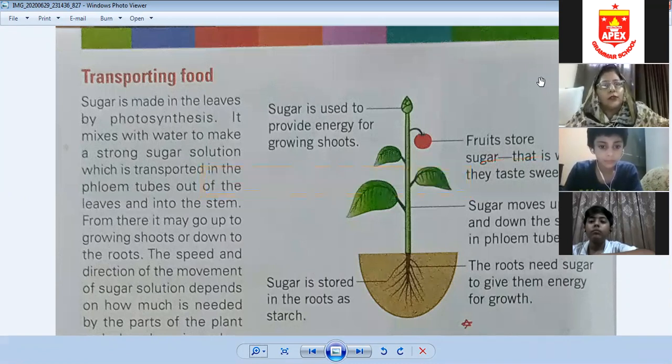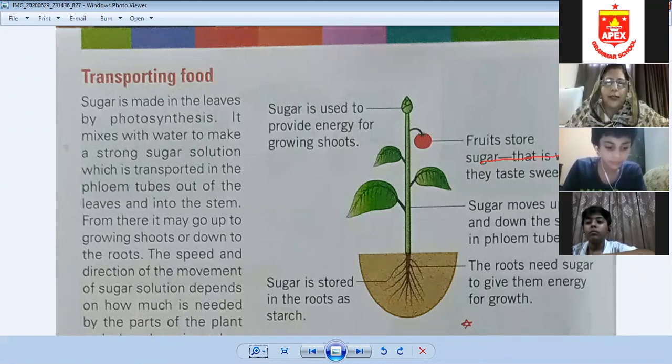It mixes with water to make a strong sugar solution, which is transported in the phloem tubes out of the leaves and into the stem. From there, it may go up to growing shoots or down to the roots. The speed and direction of the movement of the sugar solution depends on how much is needed by the parts of the plant.